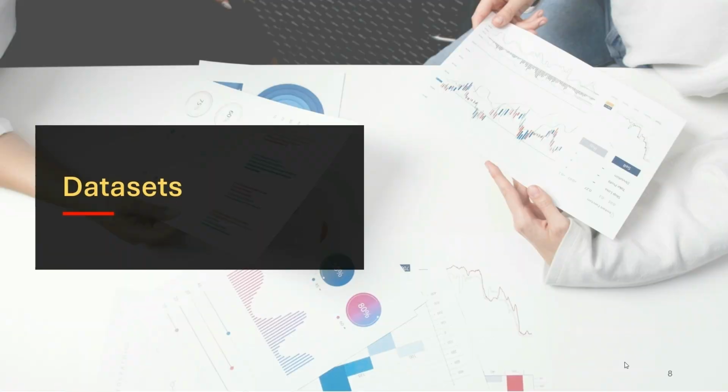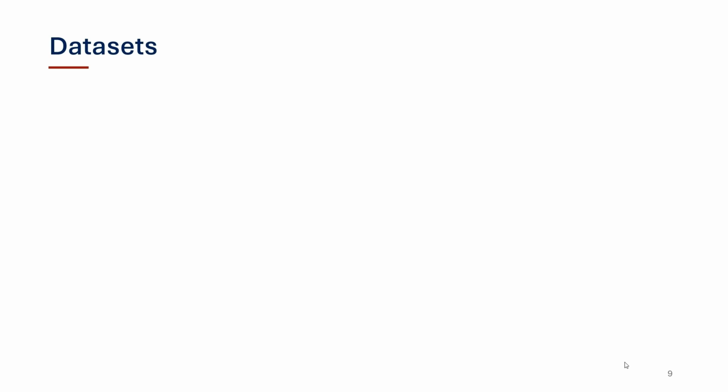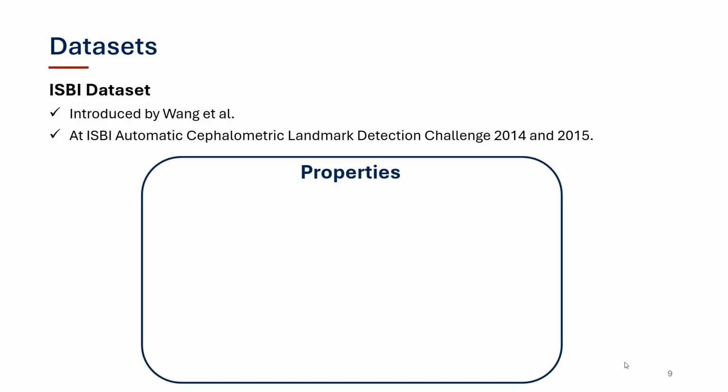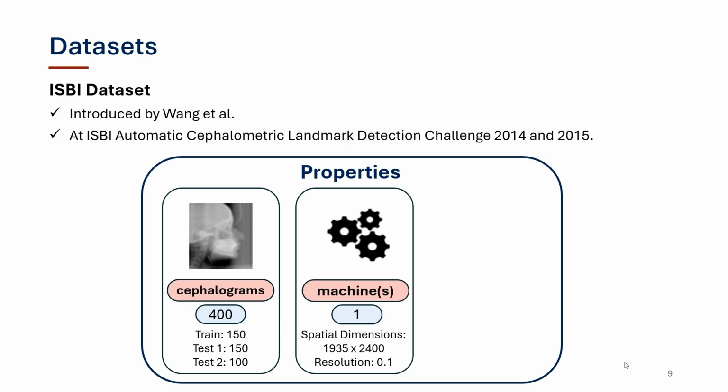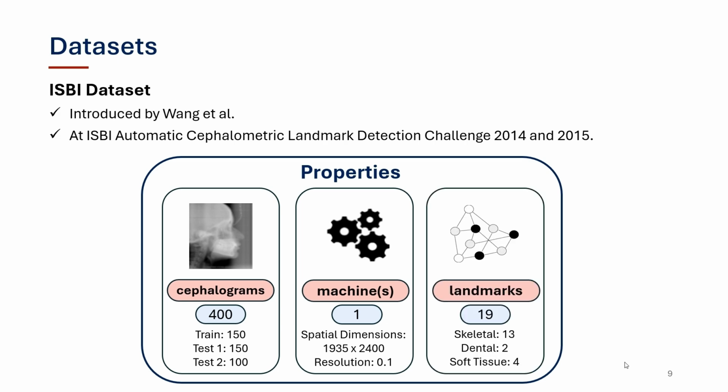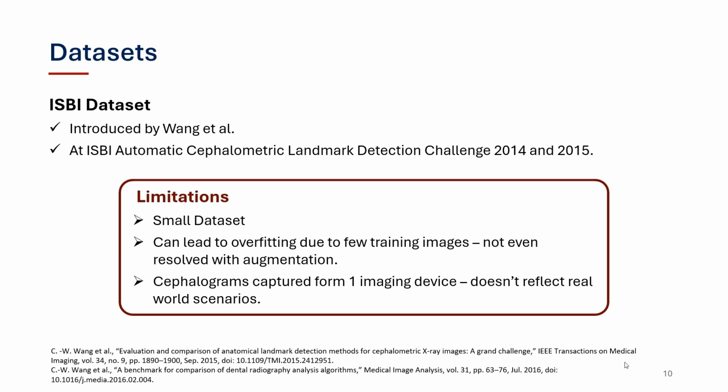For the construction of such systems, datasets play a very important role. The first benchmark dataset was the ISBI dataset that contains 400 cephalograms coming from a single imaging device with 19 landmarks marked per cephalogram. Most of the methodologies proposed in literature use this previous benchmark dataset. However, this is a small dataset with very little variability.